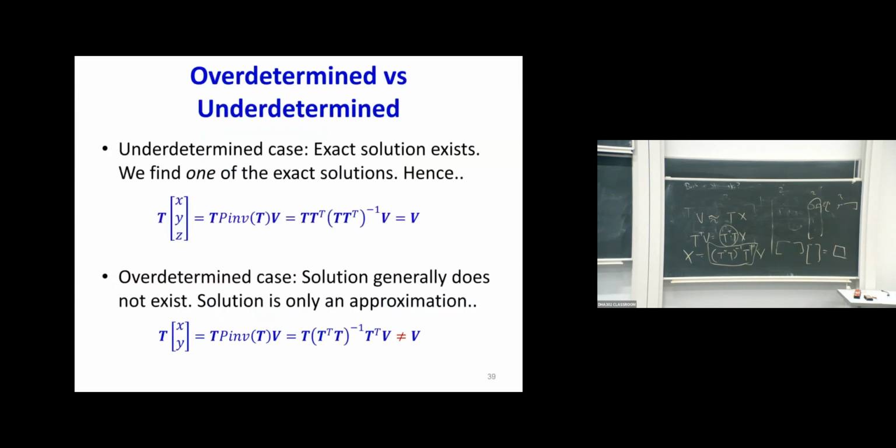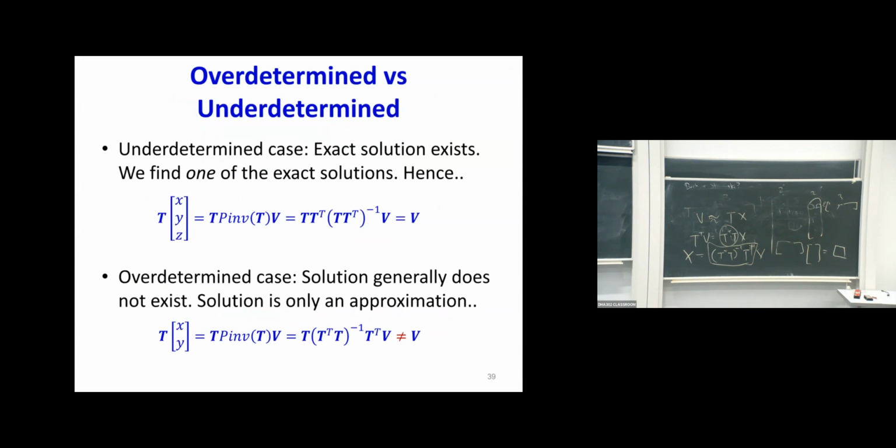So, underdetermined case, an exact solution exists. It's the least square solution. In the overdetermined case, the solution does not exist. The solution is an approximation. This has a consequence that in the underdetermined case, if I go back and then apply the transform, I'm going to get back the vector. So T times pseudo inverse of T is going to be identity, right? In the overdetermined case, it's an approximation.